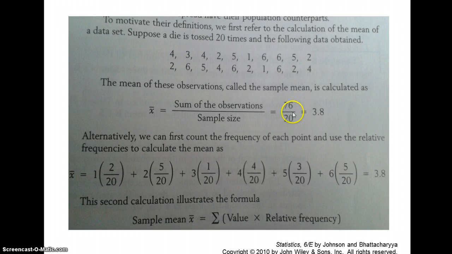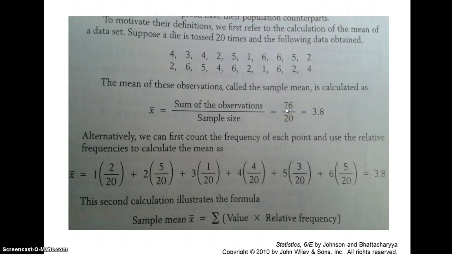And so the way we calculate 76, of course, you can do 4 plus 3 plus 4 plus 2 plus 5 plus 1 and so on. You can also do 2 ones, so 2 times 1, 5 2's, so 5 times 2, plus 1 3, plus 4 4's, that's 4 times 4, plus 3 5's, that's 5 times 3, and plus 5 6's, that means plus 5 times 6. Because we have 5 6's, you can also get 76.